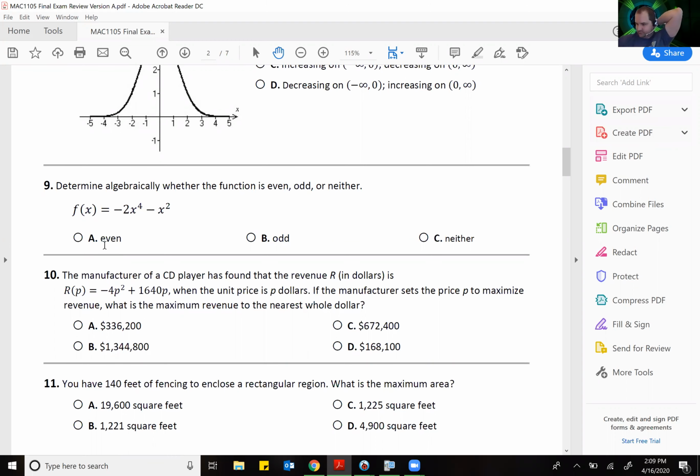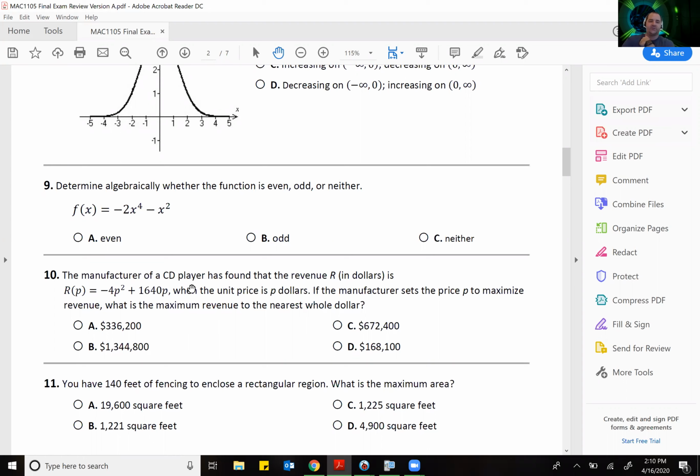All right, number 10. This one is coming from chapter 4 when we talked about linear functions, and it's coming from 4.4. And we're talking about maximizing. Maximizing means that they want you to find the vertex. And this is a problem just like what we did in 4.4.